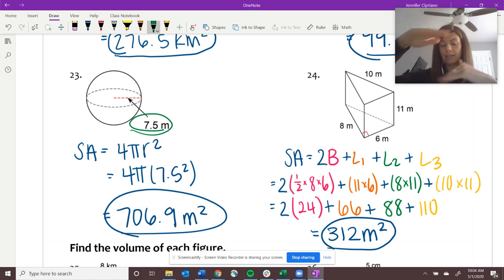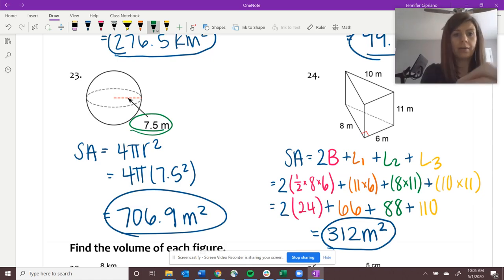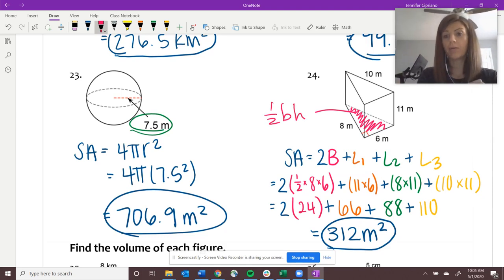So your 2 bases. In this one, here's our triangle base right here. And the area of a triangle, remember, is 1/2 base times height. So the base of this triangle is the 6 and the height is the 8. Because it's a right triangle, you could actually switch those and it wouldn't matter. So the area of that triangle is 1/2 times 8 times 6, or 24.